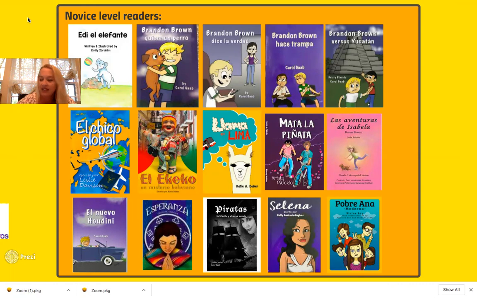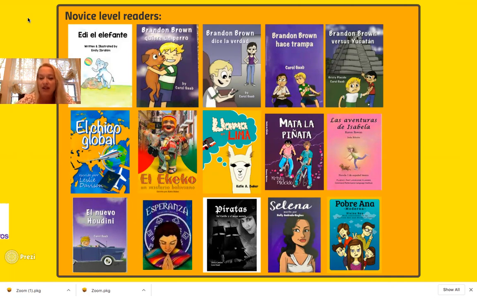Mata la Piñata is a great book for boys, really, I think. Christy Placido wrote this book, and it's kind of a coming of age story where the boys are tired of having piñatas at their party, and I guess the last piñata comes to life and starts chasing them around.